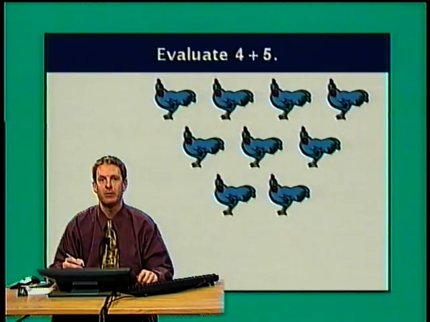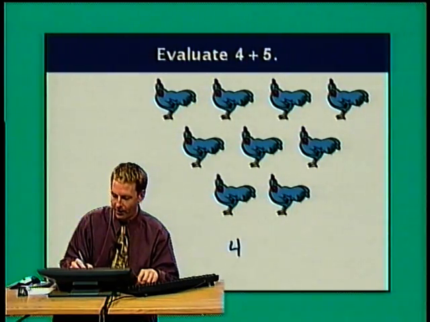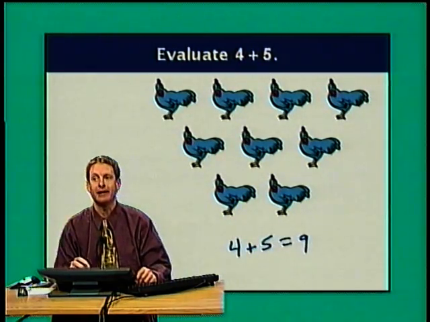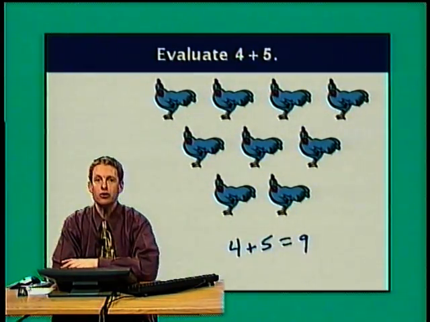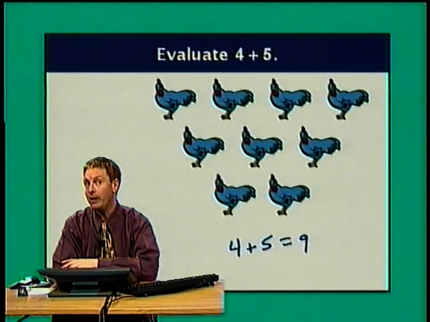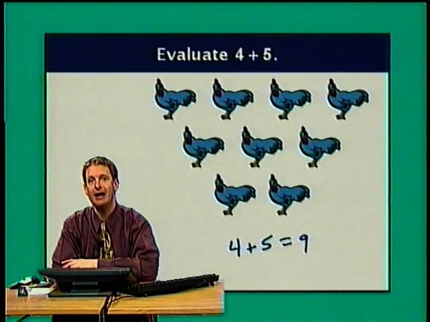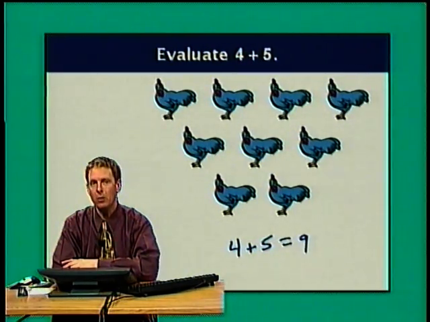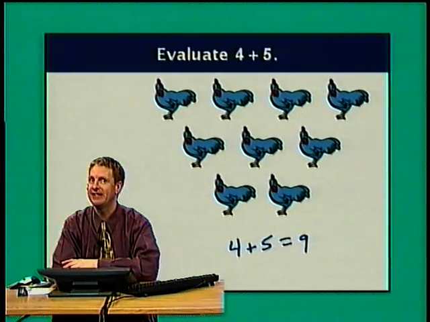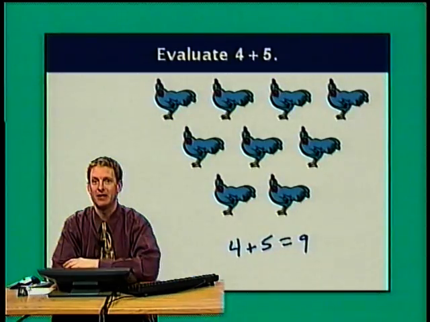So what we write on our paper is 4 plus 5 equals 9. Now it turns out that you can take this counting idea and actually apply it to negative integers as well as positive integers. But in order to do that, we're going to need a model that's a little more sophisticated than a chicken. So our next order of business is to show the chickens the door.